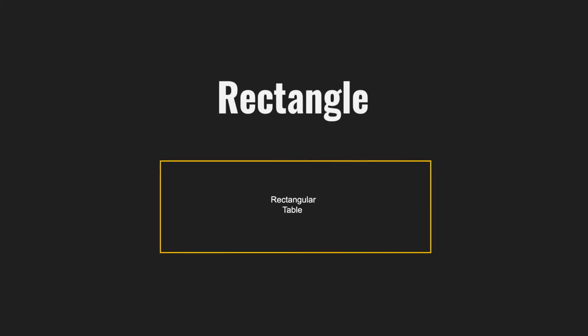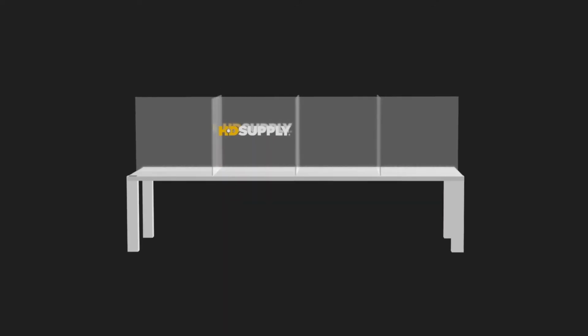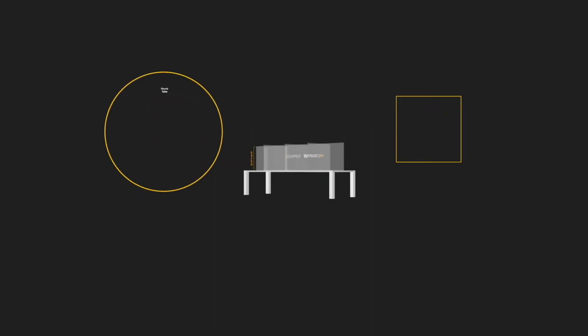Rectangular tables are available in custom widths from 23 3/4 of an inch to 47 3/4 of an inch, custom lengths from 23 3/4 of an inch to 95 3/4 of an inch, and custom heights from 23 3/4 of an inch to 35 3/4 of an inch.